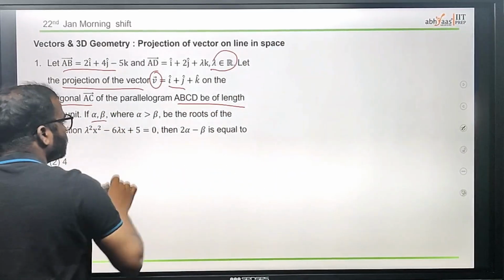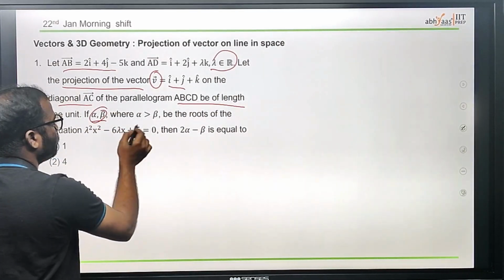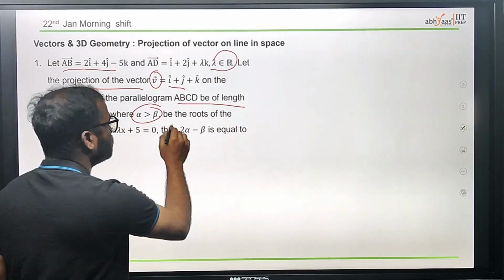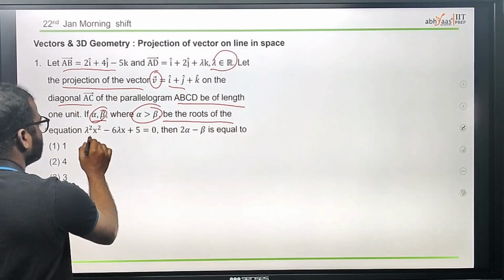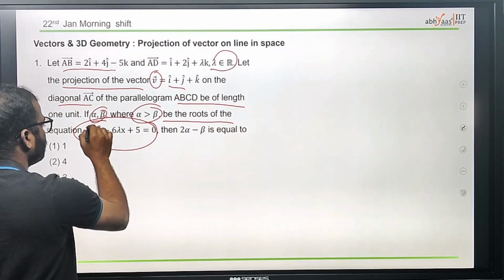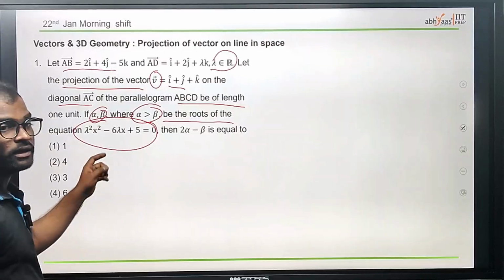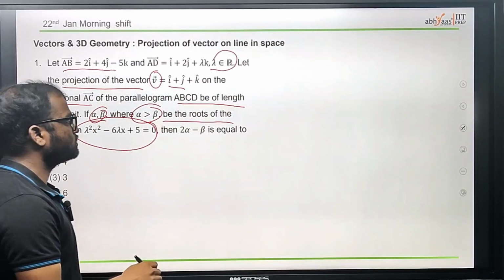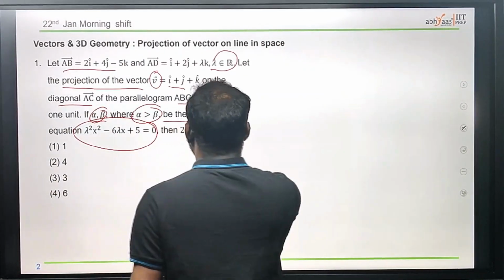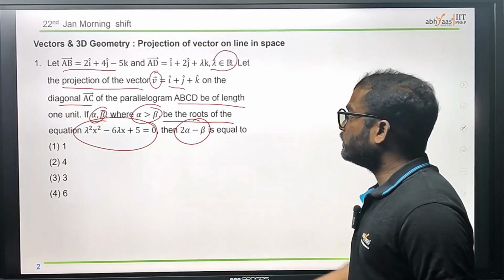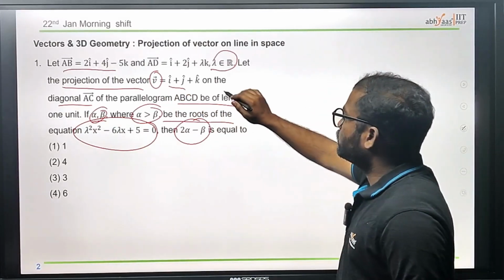If alpha and beta, where alpha is greater than beta, are the roots of this quadratic equation, we need to find this lambda in order to find the roots. That's the main goal of this question. In order to find the roots, we need to first solve these vectors.